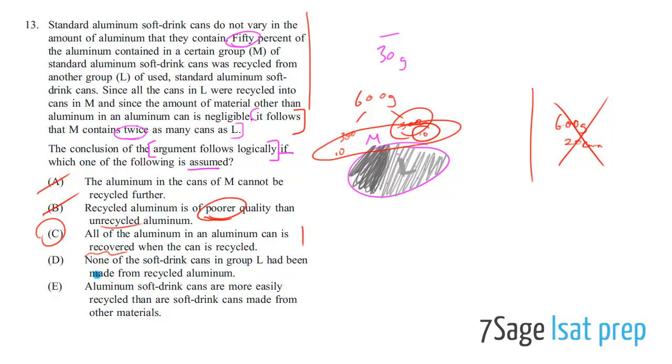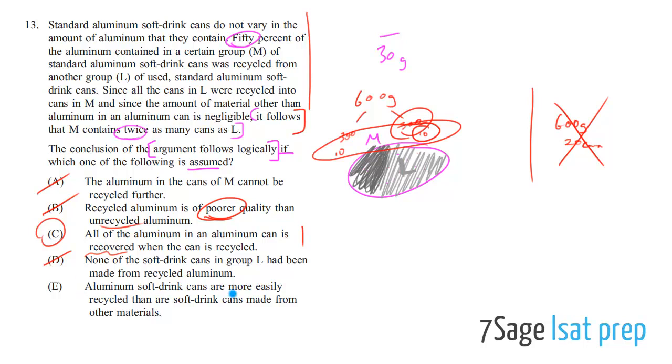D says none of the soft drink cans in group L had been made from recycled aluminum. Okay, but see, how does that help? I don't really care where the aluminum in group L came from. It could have been recycled, it could have been brand new. That's not going to help us establish this numerical relationship. See, this in essence is just a math question. It's just a math question delivered to you via English.